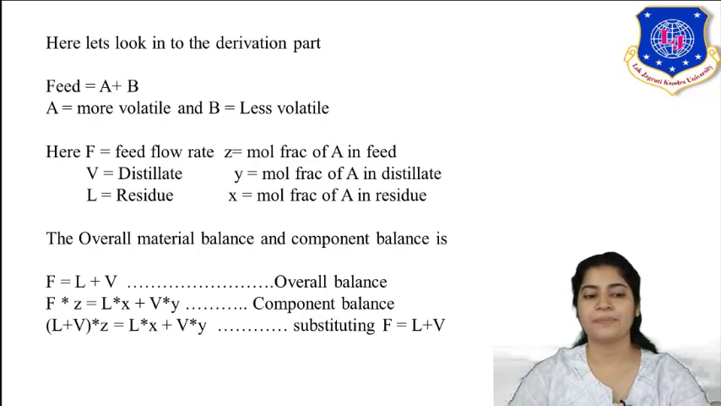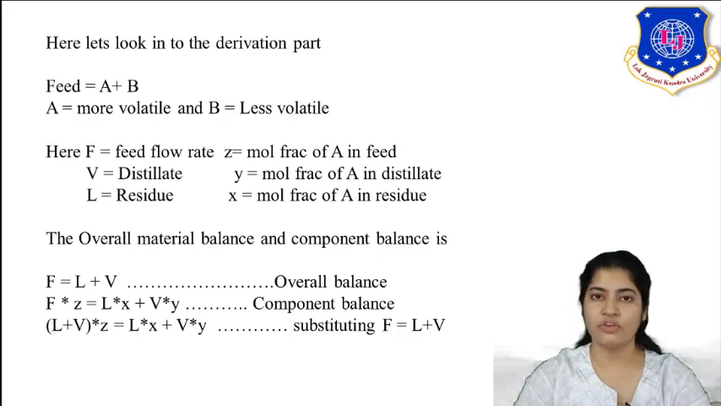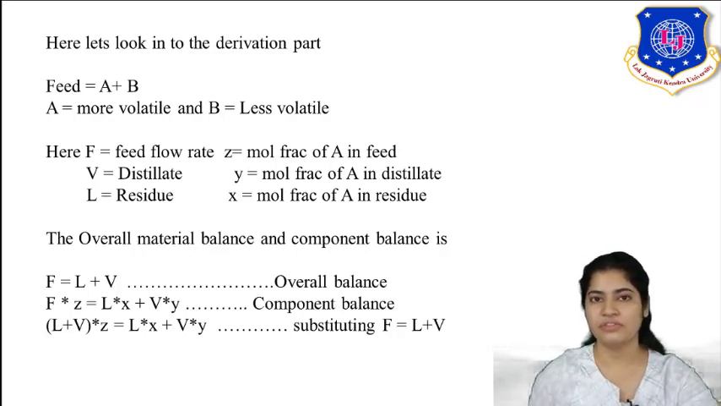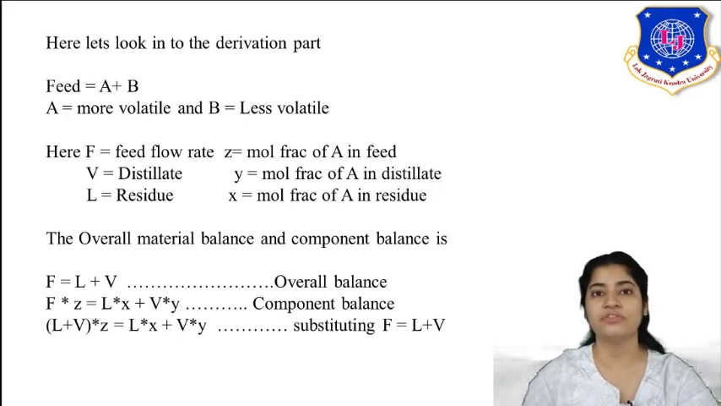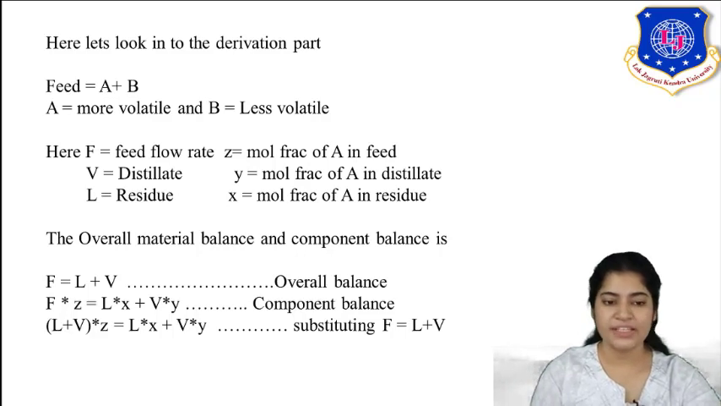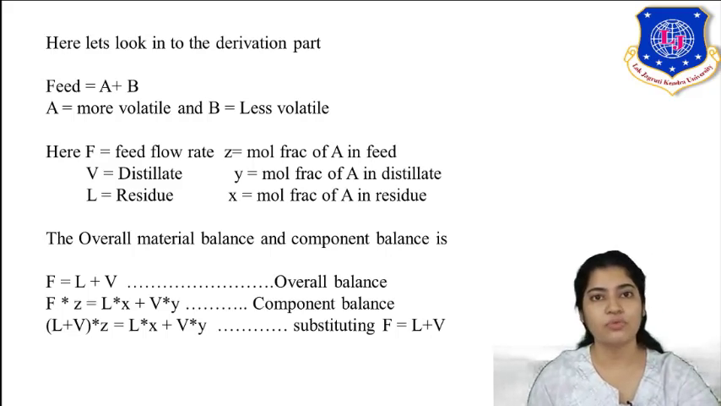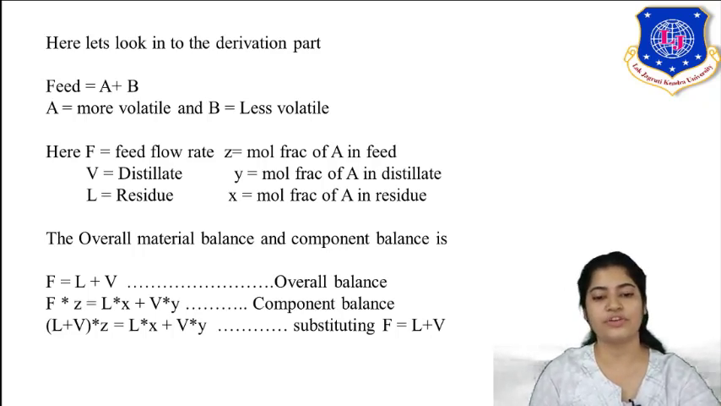Now note down here, every calculation, the mole fraction, is on the basis of more volatile component only, because what is ultimately our goal by carrying out this process? To enrich as much as possible the more volatile component, to separate it. So all the calculations which you conduct in the material balance, the component balance, are on the basis of more volatile component. What is Z? Z is my mole fraction of A. A is what? More volatile component in feed. Similarly, Y is my mole fraction of A in distillate, and X is the mole fraction of A in residue.